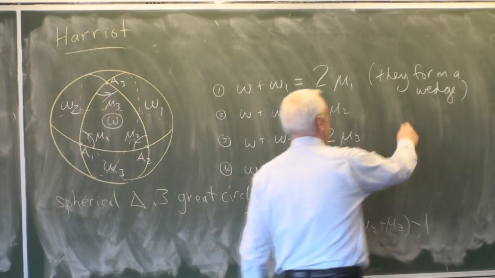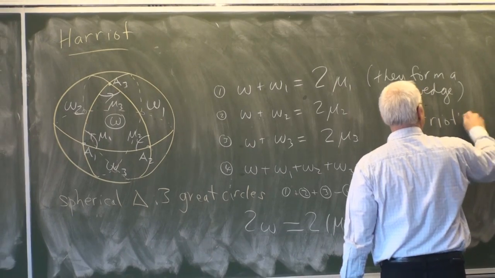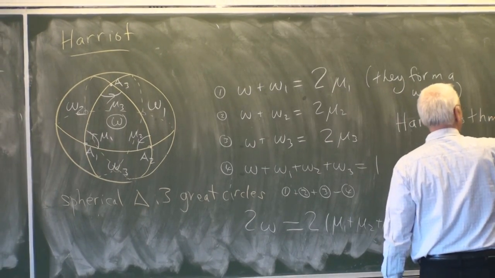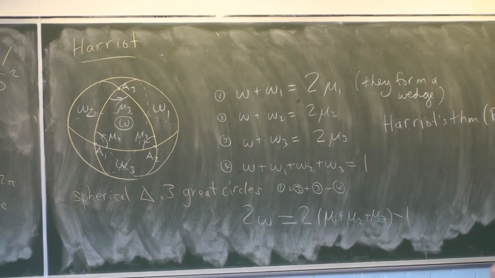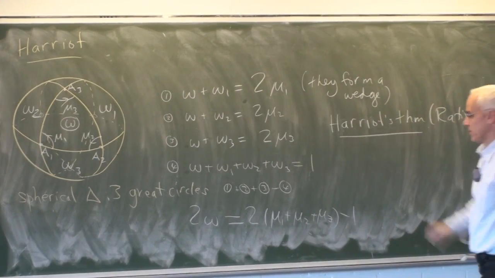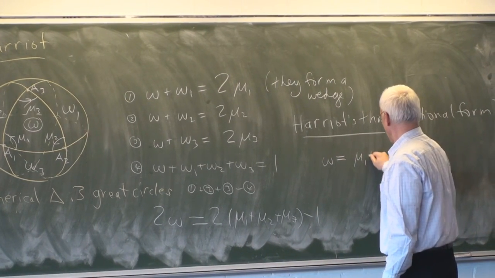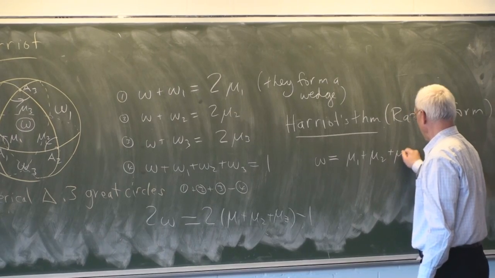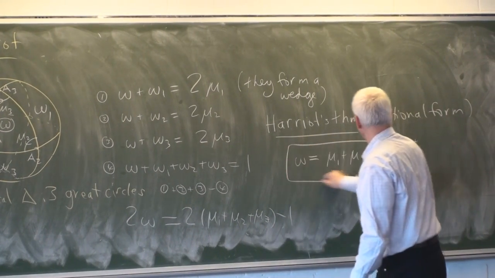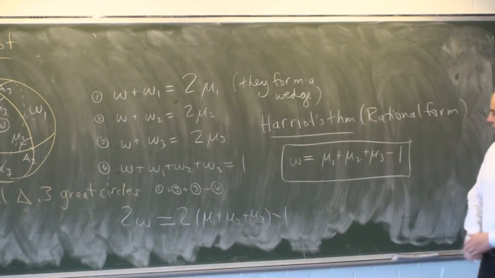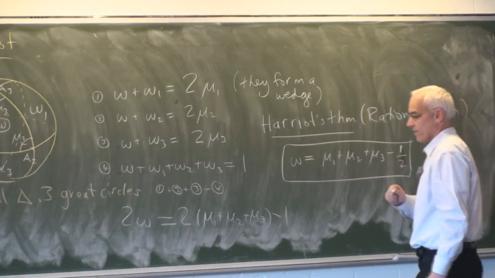So we get Harriot's theorem in rational form, admittedly. But it's essentially the same. And it is that omega equals mu1 plus mu2 plus mu3 minus 1. Minus, not minus 1, we have to divide by 2. Minus a half. Very important, that half.